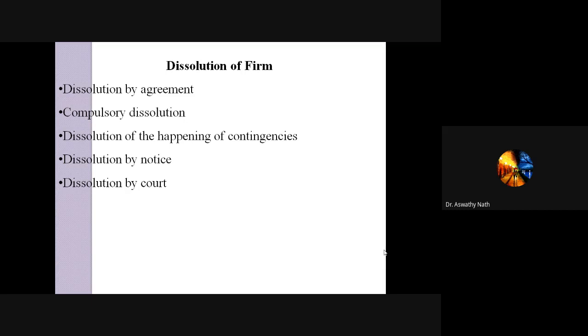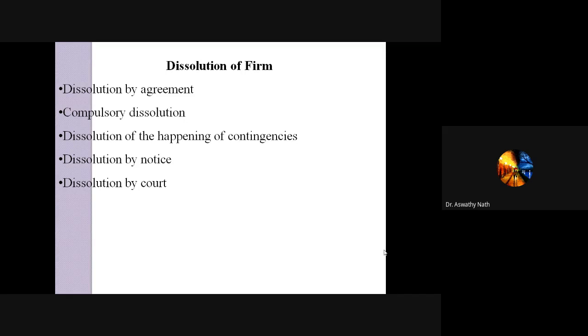The first one is dissolution by agreement. Either with the consent of all the partners or in accordance with the contract between the partners, they agree to discontinue the business. So by the mutual agreement between the partners themselves, they are discontinuing the business. That is called dissolution by agreement. Okay. And the second one is compulsory dissolution.